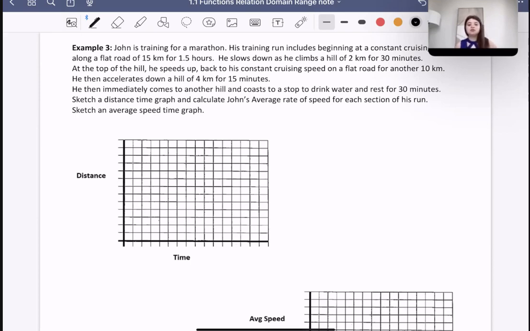Okay, so that's a lot. That's a lot of steps. So let's go one step at a time when we have a really big question like this.